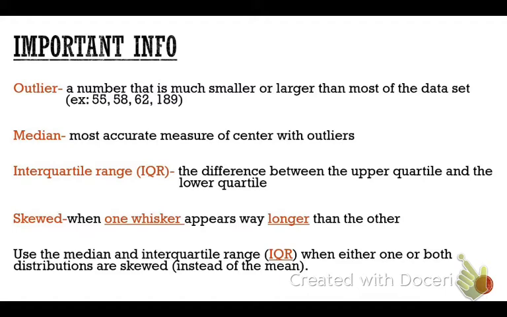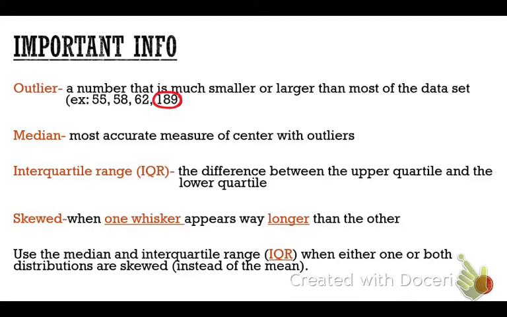All right, the first word that we see here today is called an outlier. It's a number that is much smaller or greater than most of the data set. So here in the data set, you can see a 55, 58, 62, and 189. Class, which one would you say is the outlier there? 189. How come? Because it's so much bigger. It's way bigger than the other numbers in the data set. So I want you guys to circle that with your red pen, showing us 189 is definitely the outlier there.